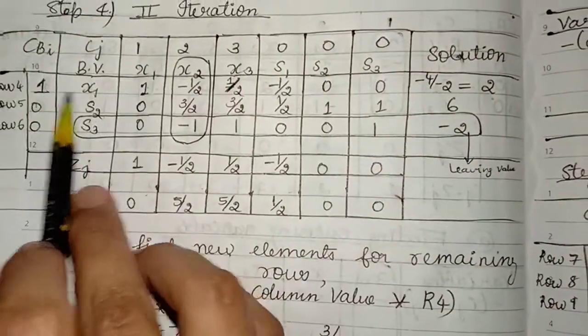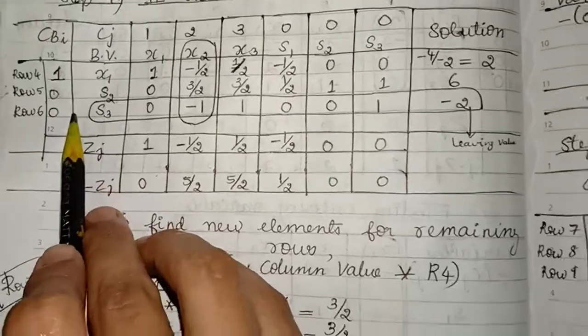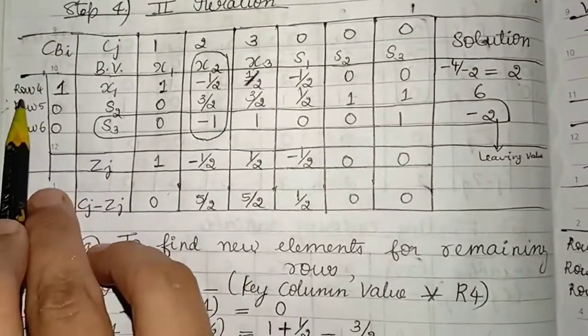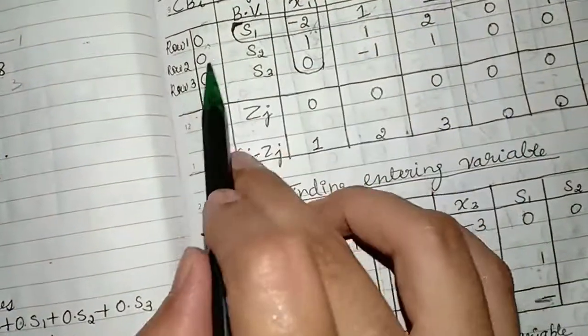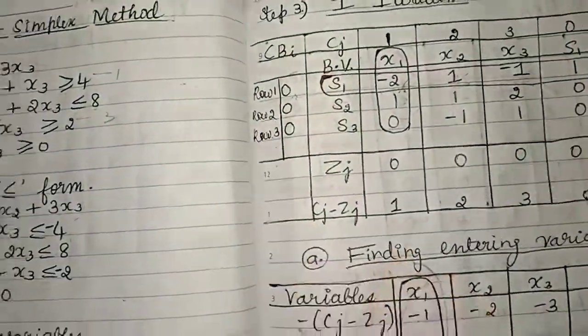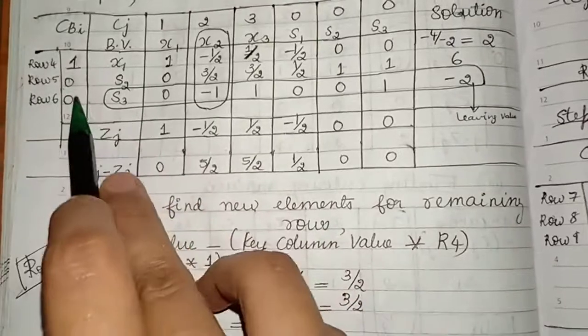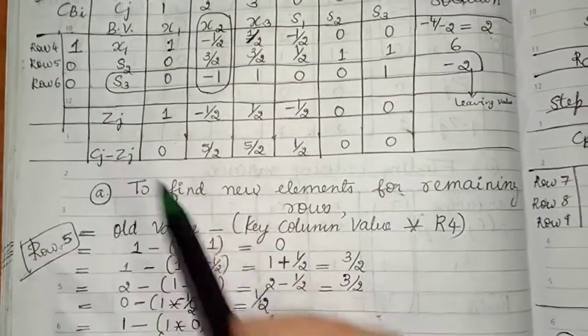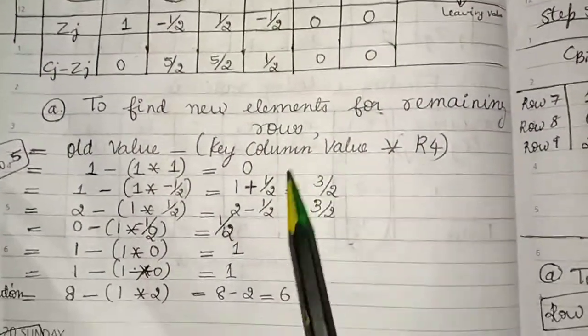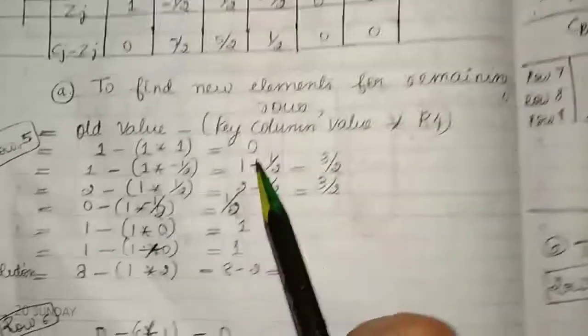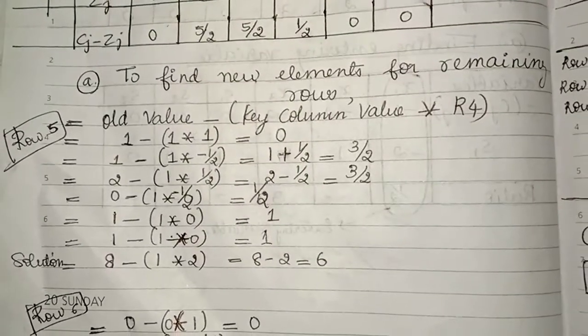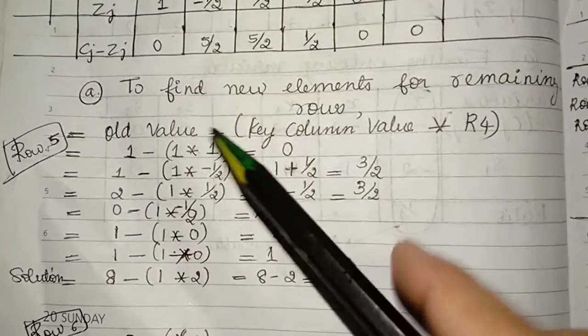Then to find row 5 and row 6, you better note down this one as row 4, row 5 and row 6, and this one as row 1, row 2 and row 3. And again, in order to find row 5 and row 6, you have to apply the formula, and this same formula is applied. In the last video, while solving this dual simplex problem, we had used the same formula. This same formula is used here.